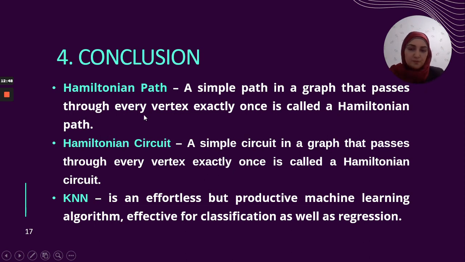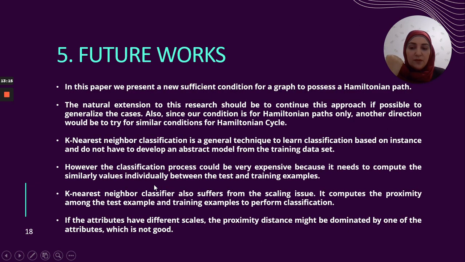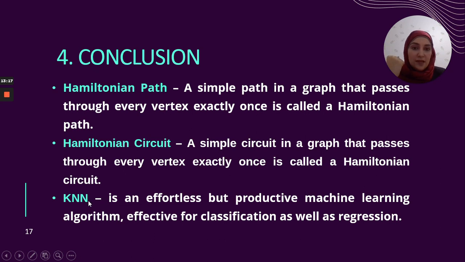In our conclusion, what we should know. A Hamiltonian path is a simple path in a graph that passes through every vertex exactly once. A Hamiltonian circuit is a simple circuit in a graph that passes through every vertex exactly once. The K-nearest neighbor algorithm is an effortless but predictive machine learning algorithm, effective for classification as well as regression.